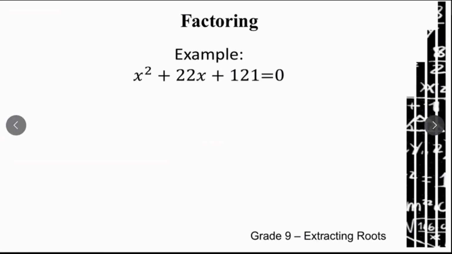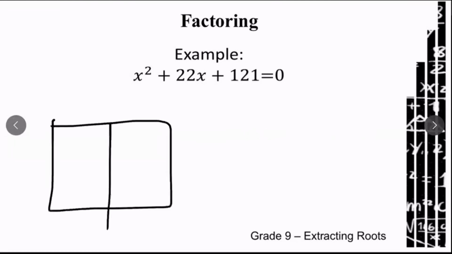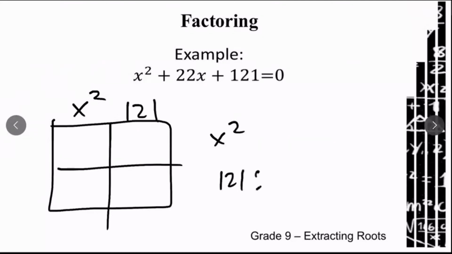In the first step, do you think the given expression is in standard form? Naka-standard form ba tayo? Okay, since it is in standard form, we can now apply step number 2. Using factoring, we will be using the box method. So in the box method, let us just create a box. We have x squared and 121. In this x squared and 121, we will write all of the factors.